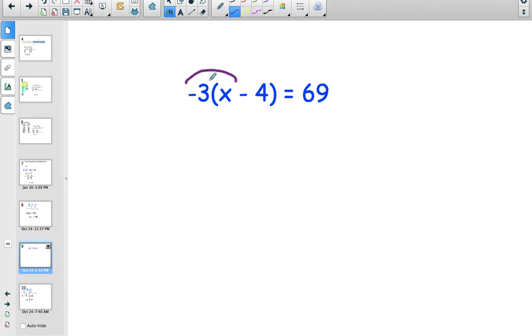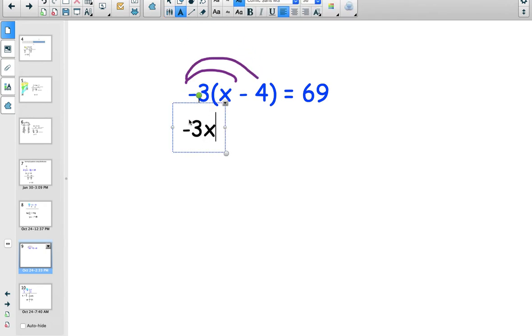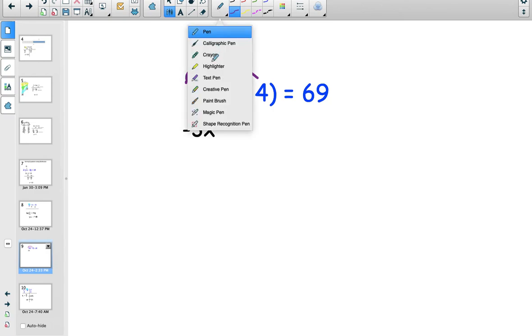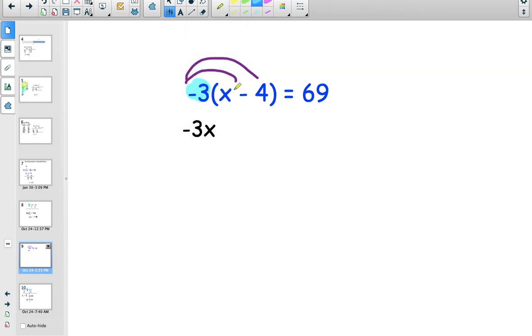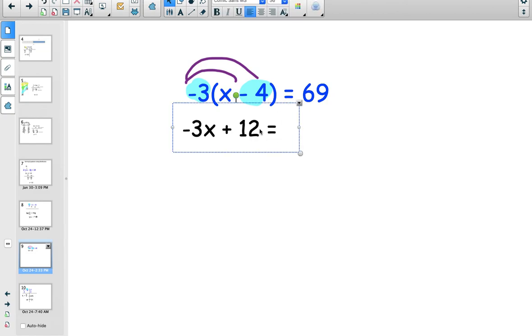You are going to distribute negative 3 to both terms in here. So you're going to get negative 3x, because negative 3 times x is negative 3x. And then this is kind of tricky. This is where a lot of kids make mistakes. You want to treat this as negative 3 times negative 4. A negative times negative equals a positive, so this is going to equal positive 12. That's probably one of my favorite mistakes. And then you don't distribute to the other side of the equal sign because it's not in parentheses, so I'm just bringing it down here.